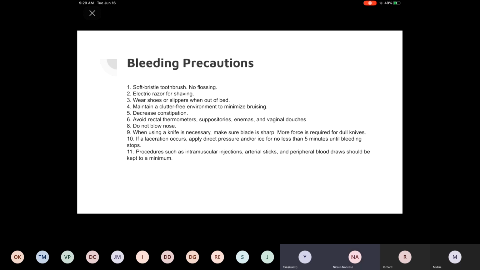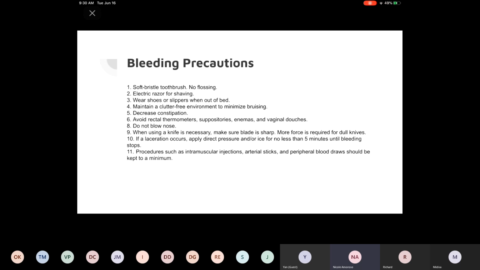So the bleeding precautions that Yan was referring to in the last slide are: one, to use soft bristle toothbrushes, no flossing, to use electric razors for shaving, to wear shoes or slippers when out of bed, to maintain a clutter-free environment to minimize bruising and falls, to decrease constipation, avoid rectal thermometers, suppositories, enemas, and vaginal douches, to not blow your nose too hard.